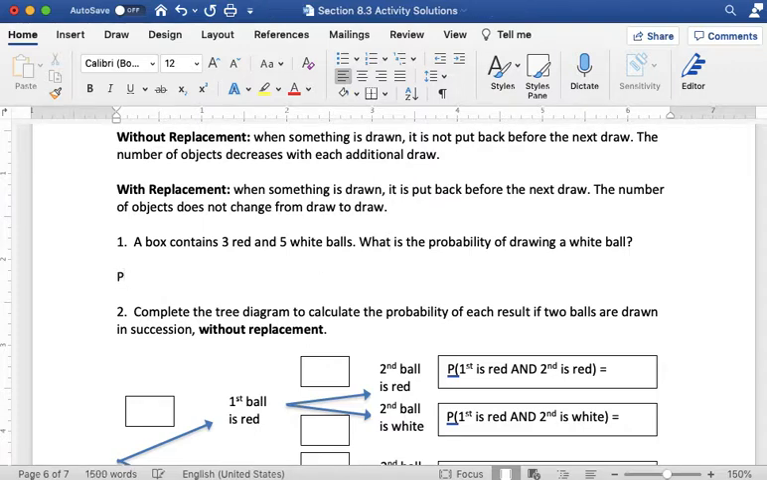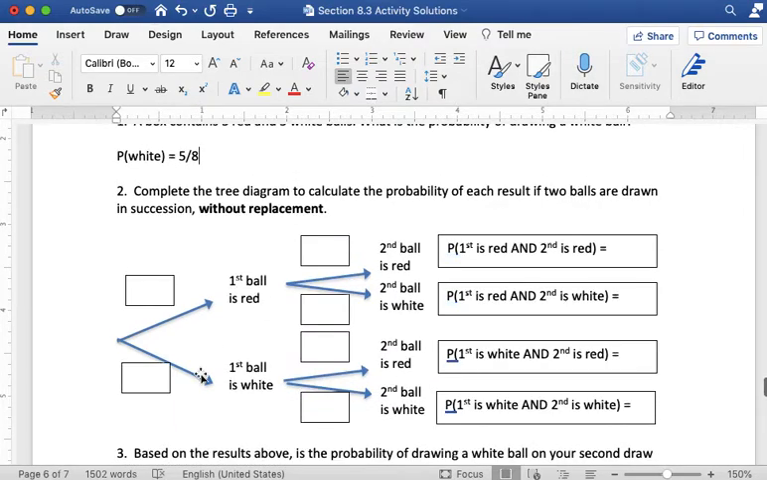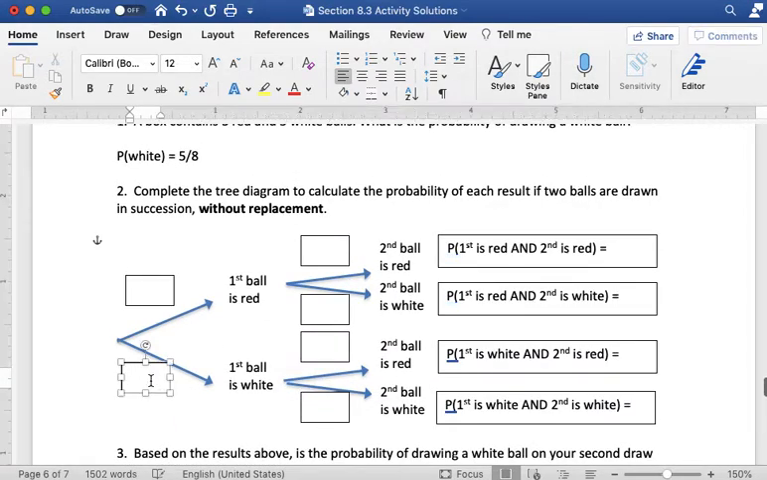So I have 5 white balls out of 8 total balls. So the probability of drawing white is 5/8. Now we're going to complete the tree diagram to calculate the probability of each result if 2 balls are drawn in succession without replacement. So on our first draw, we could get red or white. The probability of getting white is 5/8, and the probability of getting red is 3/8 because there are 3 red balls with 8 total balls.